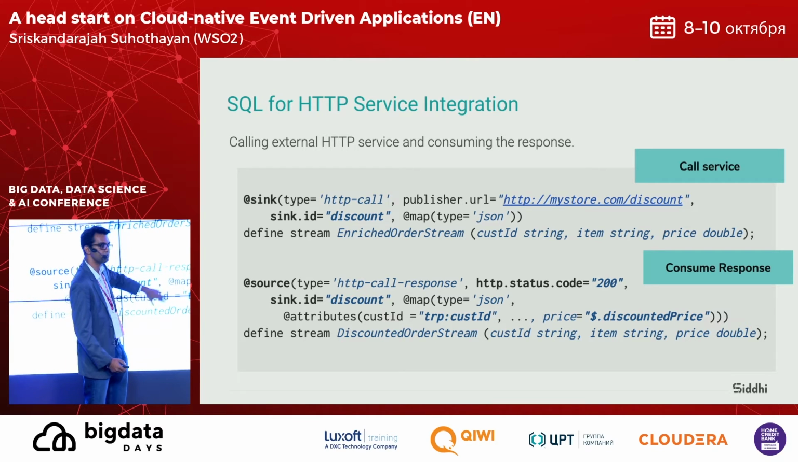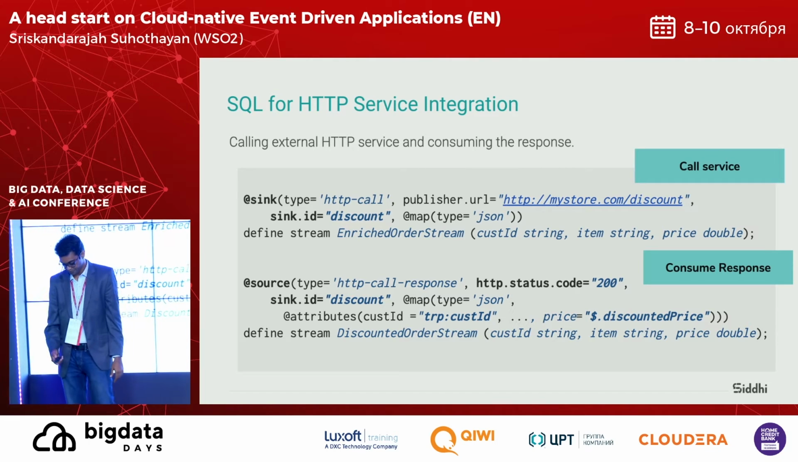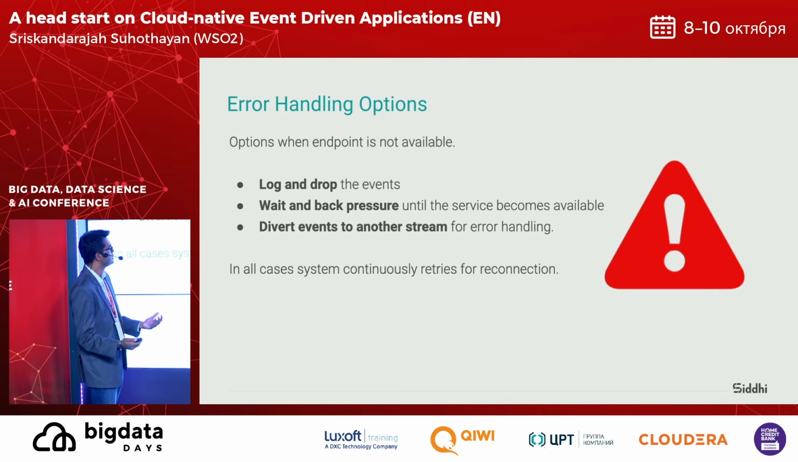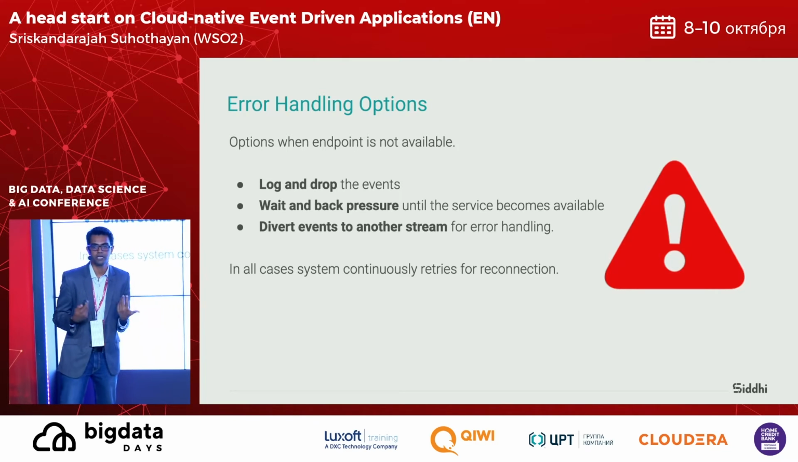Like we are not sending that data, but the original data has some data. We want to use that and continue. Right? Sometimes these things go wrong. What if the endpoint is not available? What are you going to do about it?